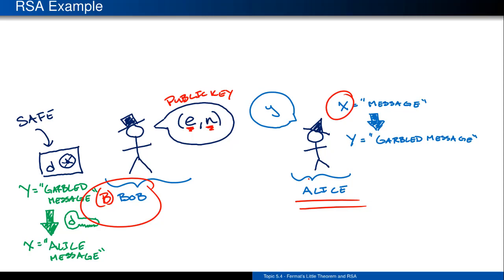So she's going to take this little message X and raise it to the power of E, which is the power that Bob said to use, and then reduce this number modulo N, which is the N that Bob said to use. She's going to create some new number, which is going to look very strange to her. It's going to be this garbled message, which is going to be some Y, and she's going to take that number and send it to Bob.